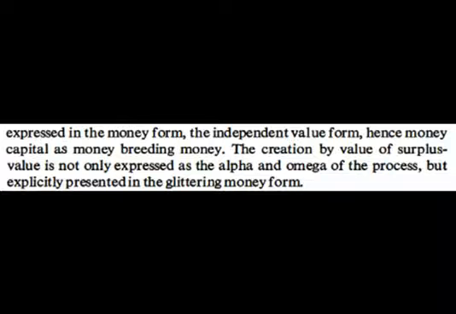And this then leads into the bottom. He says, the money form of the two extremes is the independent and palpable form of existence of value. And for that reason, he says on the next page, money always appears as having an independent value form of money breeding money. The creation of surplus value is not only expressed as the alpha and omega of this process, but explicitly presented in the glittering money form.